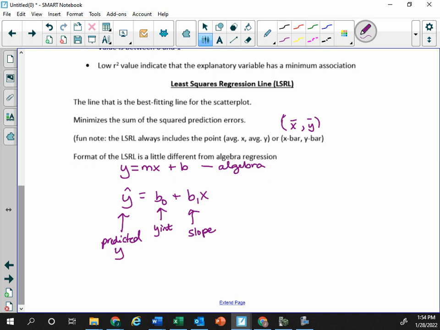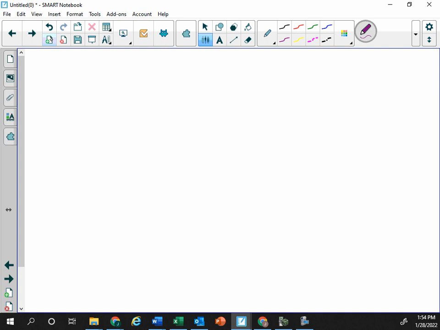Before we get too far into the regression line, let's practice a couple things with our R value. So let me just draw, if you want to draw these, you can. You certainly do not have to. I'm going to make a little matching thing for you here.